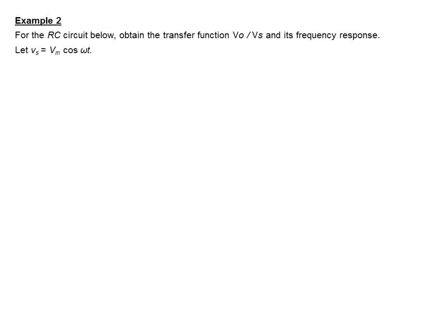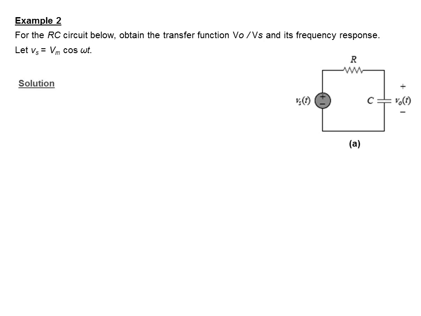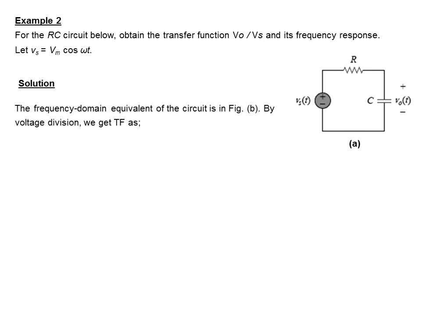Alright, let's go to another example. For the RC circuit below, obtain the transfer function V out over Vs and its frequency response, and let Vs equal Vm cosine of omega t. Now the circuit is a series RC, but this time the output voltage is the voltage across the capacitor. And to solve this, we'll use voltage division.